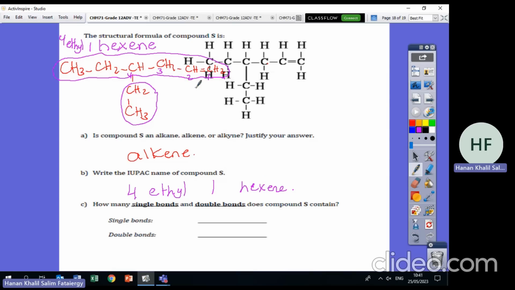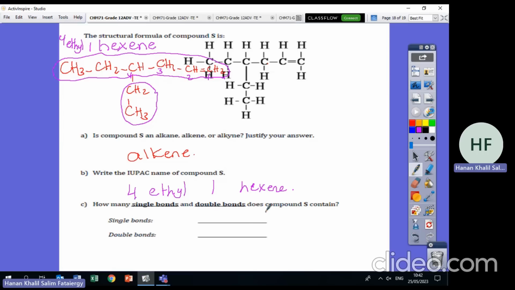Very important point. Don't count double bond from here. When you come to the branch, you count from here: 1, 2, 3. You say my branch is at 3. This is wrong. We count from here, so everything will be counted from this side. Okay, the priority is for the double bond. So double bond is at number 1. We continue the branches from the same side.